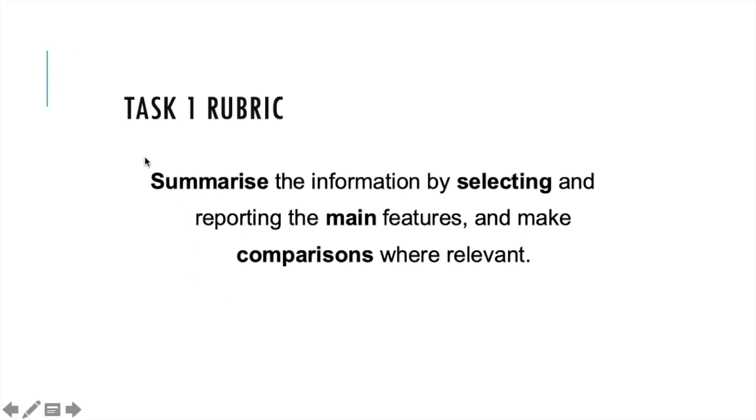Okay, so on each task 1, underneath the instructions and the basic description of the graph, you'll have the rubric, okay, which you're presented with. And it's very important that you do what the rubric asks you to do. Summarize the information by selecting and reporting the main features, and to make comparisons where relevant. Summarize, select, main features, make comparisons.